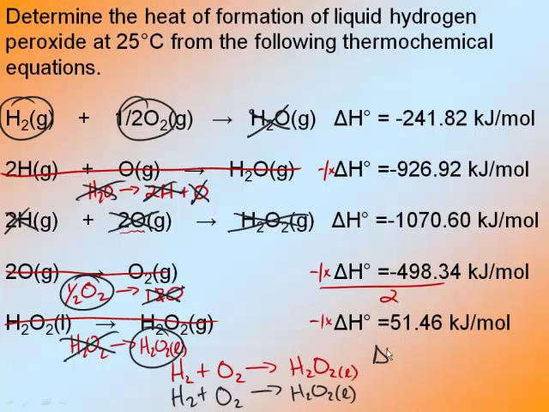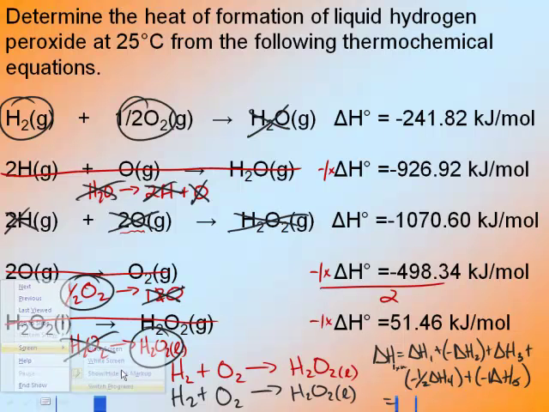And my delta H of my reaction is the delta H of reaction 1 plus the opposite sign, delta H for reaction 2, plus the delta H of reaction 3, plus the opposite 1/2, the delta H of reaction 4, plus the opposite sign, delta H of reaction 5. Do all of that. Punch this into your calculator.